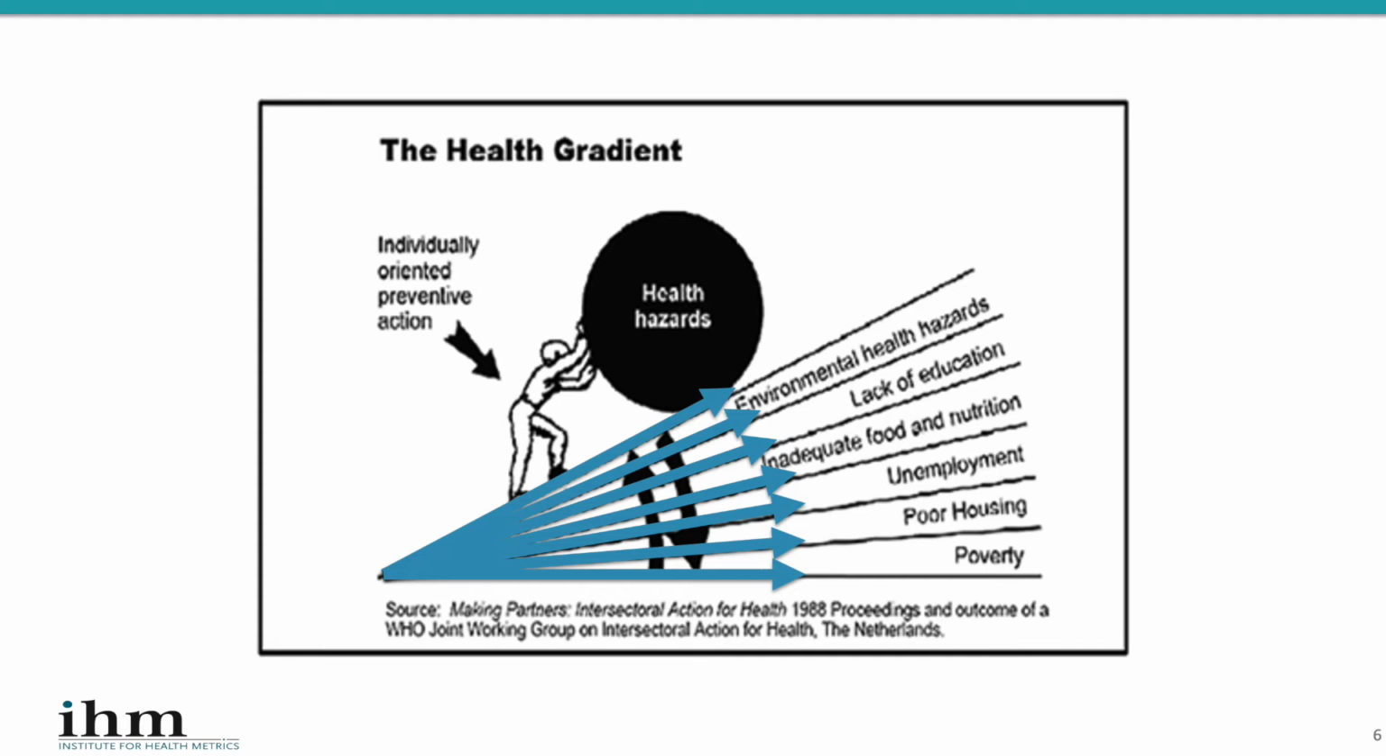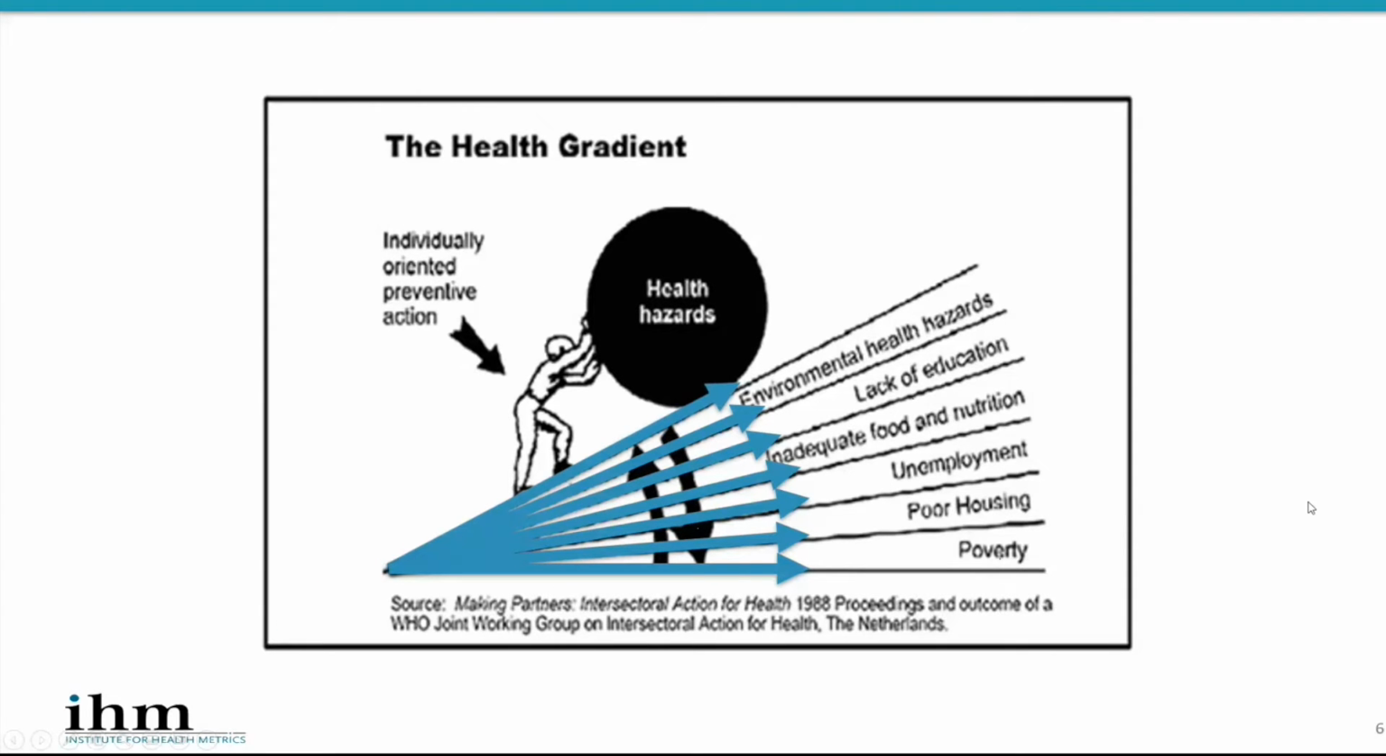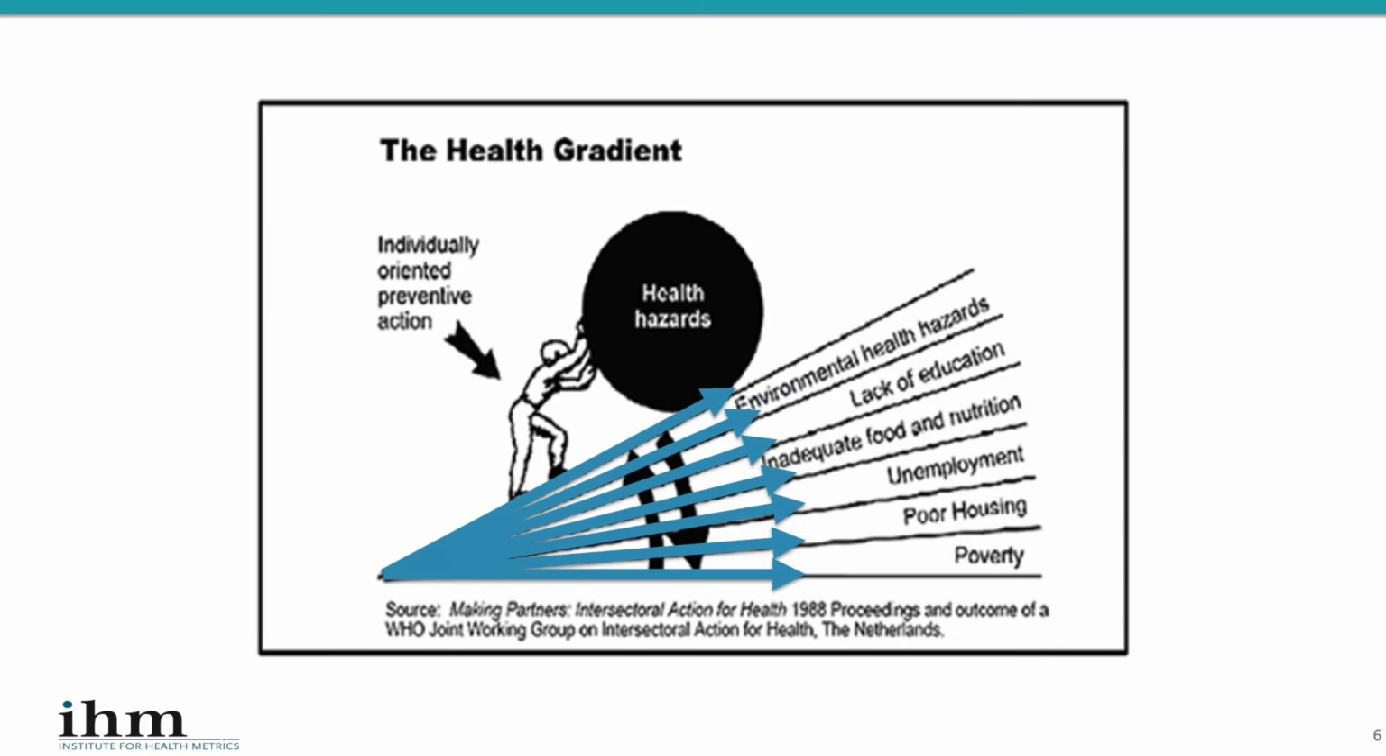If you can lower these at all, you can actually shift the slope of that line. And when you do that, the preventive action is easier and the health risks become lower. And there's also some synergistic action. If you affect one of these, you will also help affect some of the others.